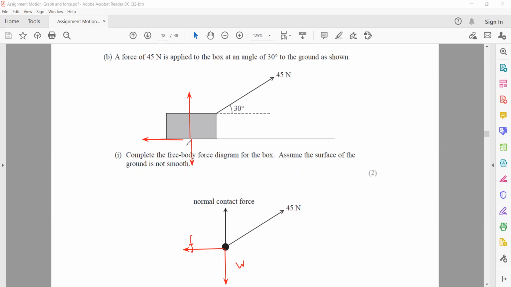The normal contact force is always acting perpendicular to the surface. The friction opposes the motion, because this force will have components F cos theta and F sin theta. So friction is opposing the motion. Yeah, this angle will be 60. You can mark the angle, but you don't have to. You just have to draw a free body force diagram, which means you just have to represent the forces.